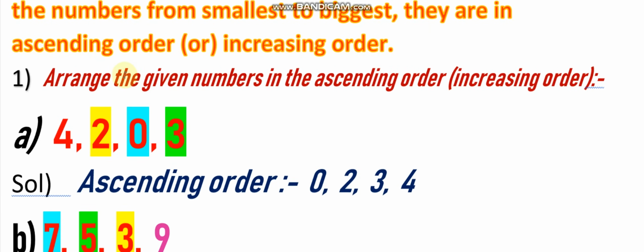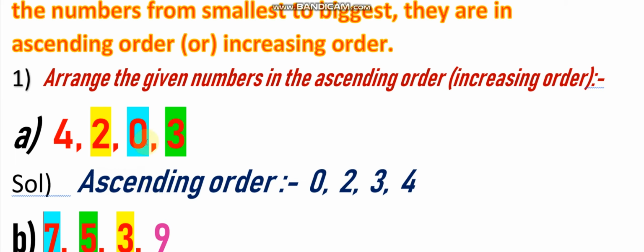See here examples of the numbers. Arrange the given numbers in the ascending order or increasing order. When you arrange the numbers in the ascending order, always you check the smallest number among the group of the numbers. Okay, then after from the remaining numbers again you check the smallest number. Like that always you check the smallest number among the group of the numbers to arrange the ascending order.